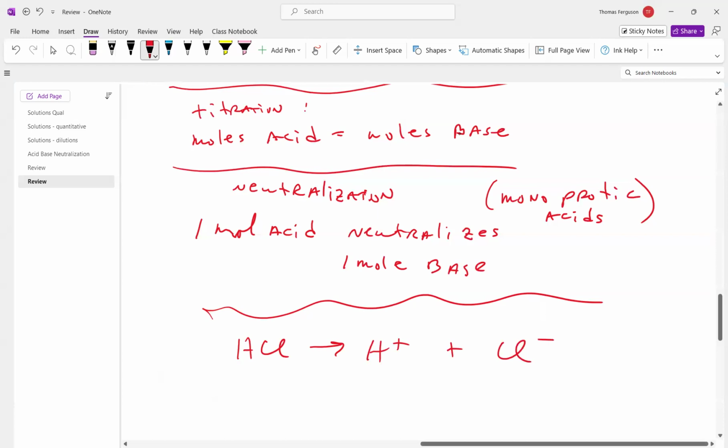Okay, so hydrochloric acid is a monoprotic acid. Only one H comes off. Sulfuric acid, that's a diprotic. So that means 2 H's come off.